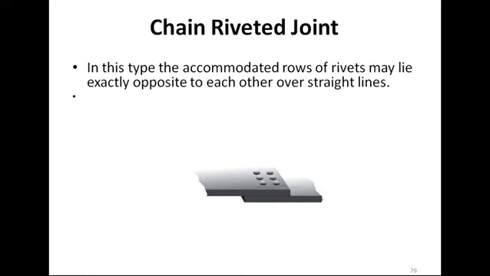Next one is a chain riveted joint. In this type, the accommodated rows of rivets may lie exactly opposite to each other over a straight line. So chain riveted means that the number of rivets can be increased, and they may be in a straight line. The number of rivets we have done are in a single straight line. So this is called a chain riveted joint.